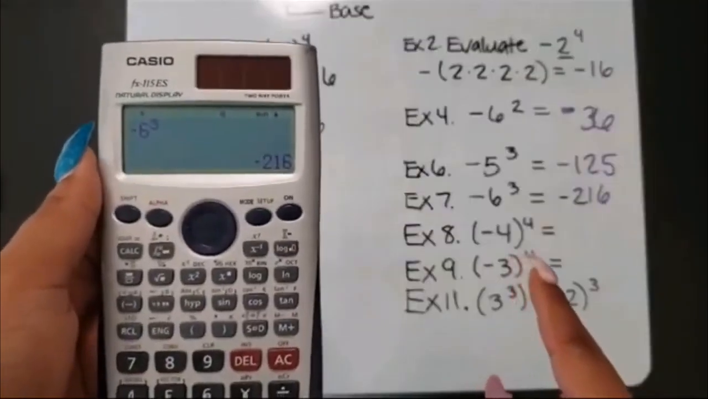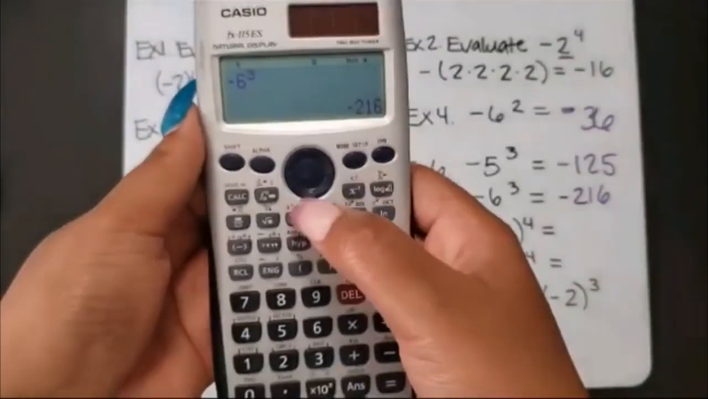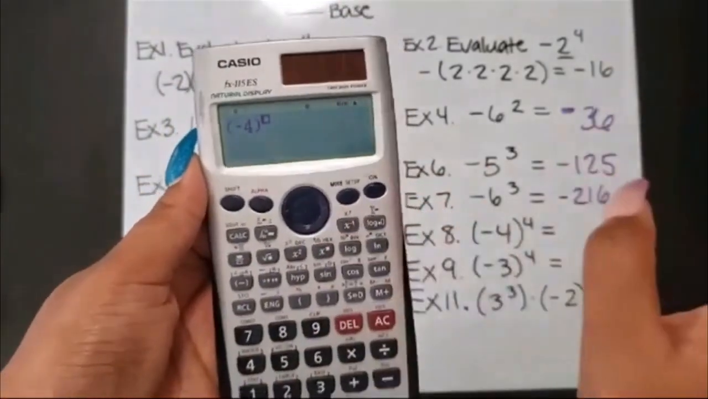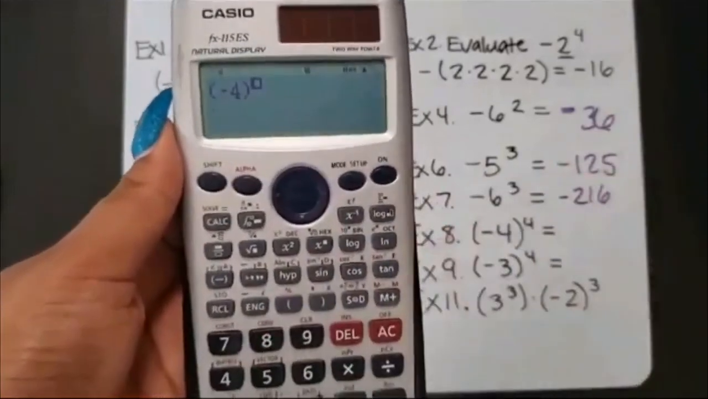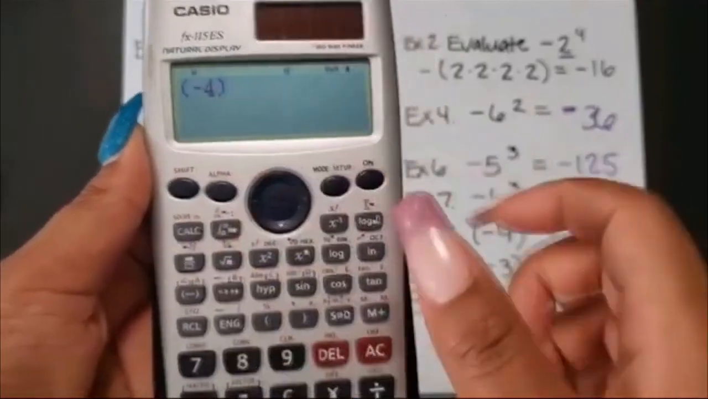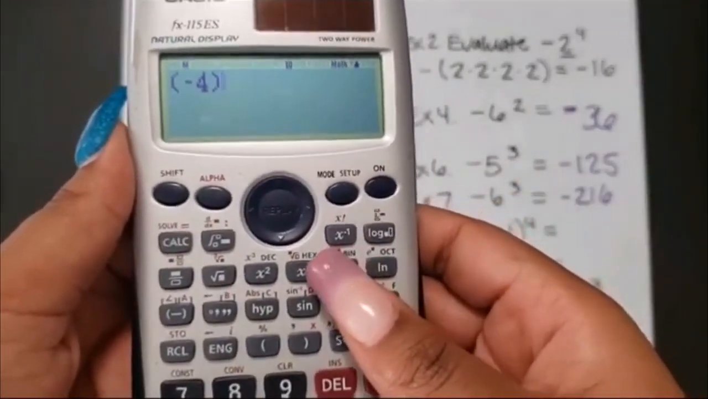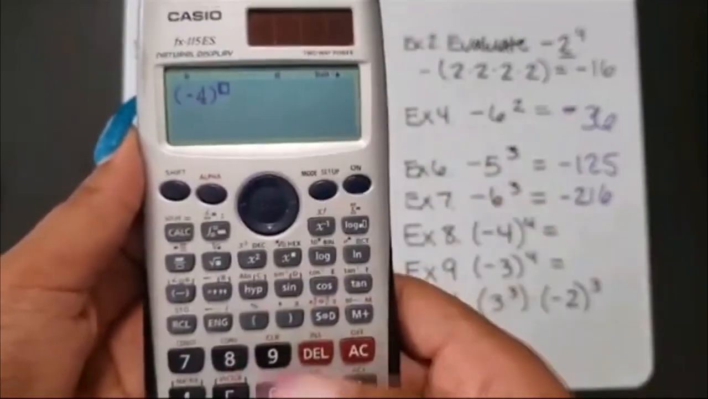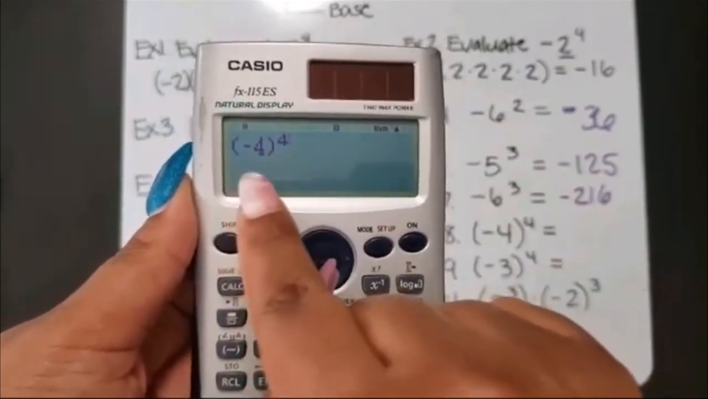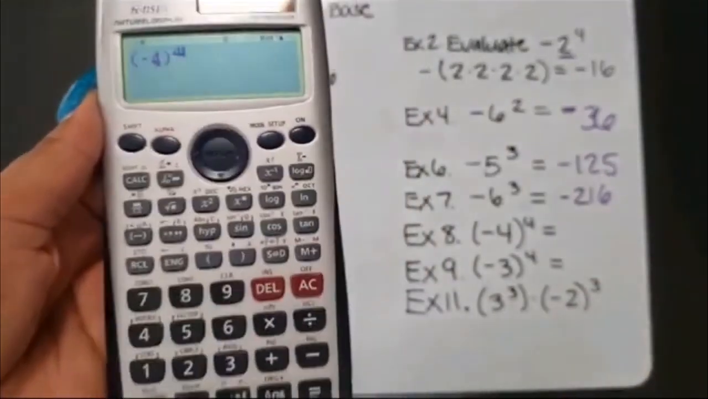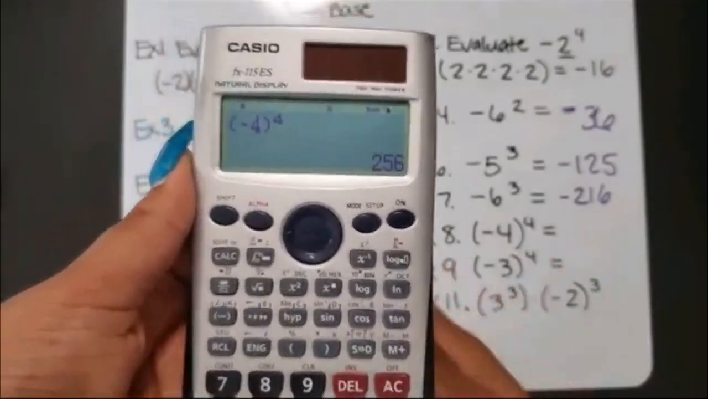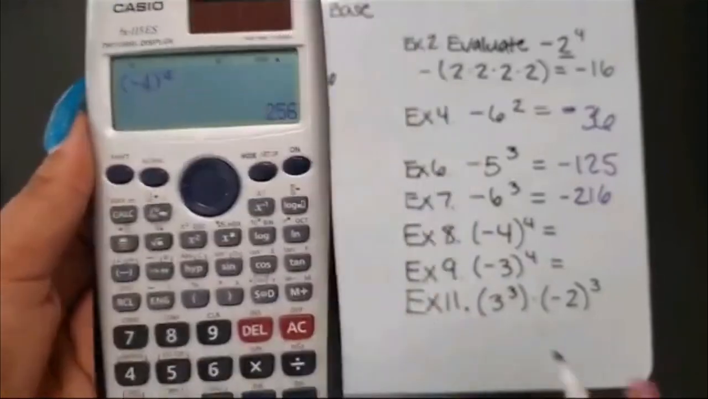So let's look at number 8. We got negative 4 to the 4th. And we have it in parentheses. So I'm going to do the same thing on my calculator. I don't want anything to mess me up or confuse me. So I have my negative 4 inside of my parentheses, and I'm going to hit this same button here to give me that little box, and I'm going to put a 4 in there. So here I have my negative 4 in parentheses, and I have it raised to the 4th power. Right? I'm going to hit my equal sign, and I get 256.